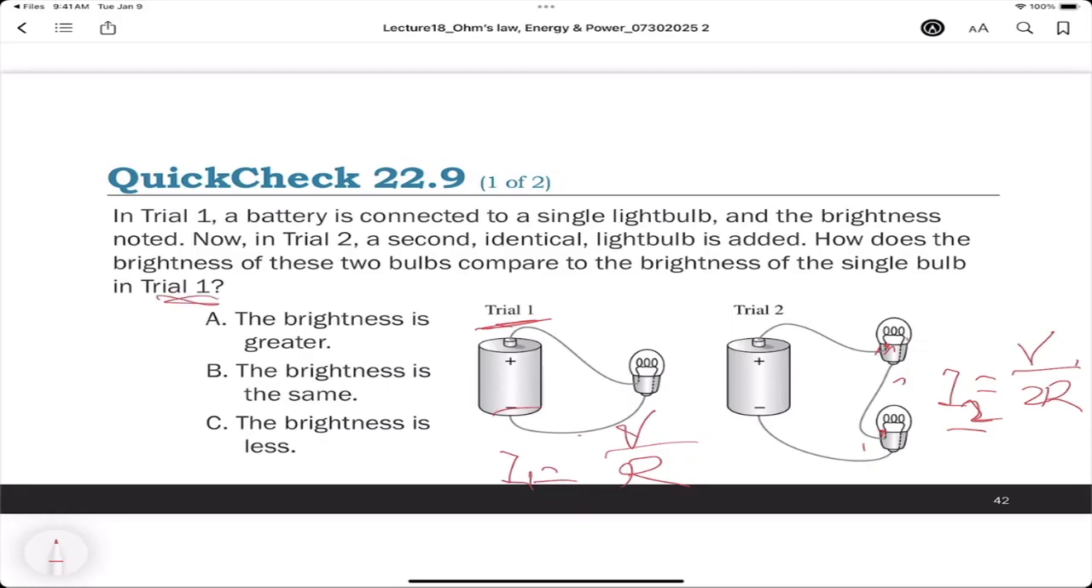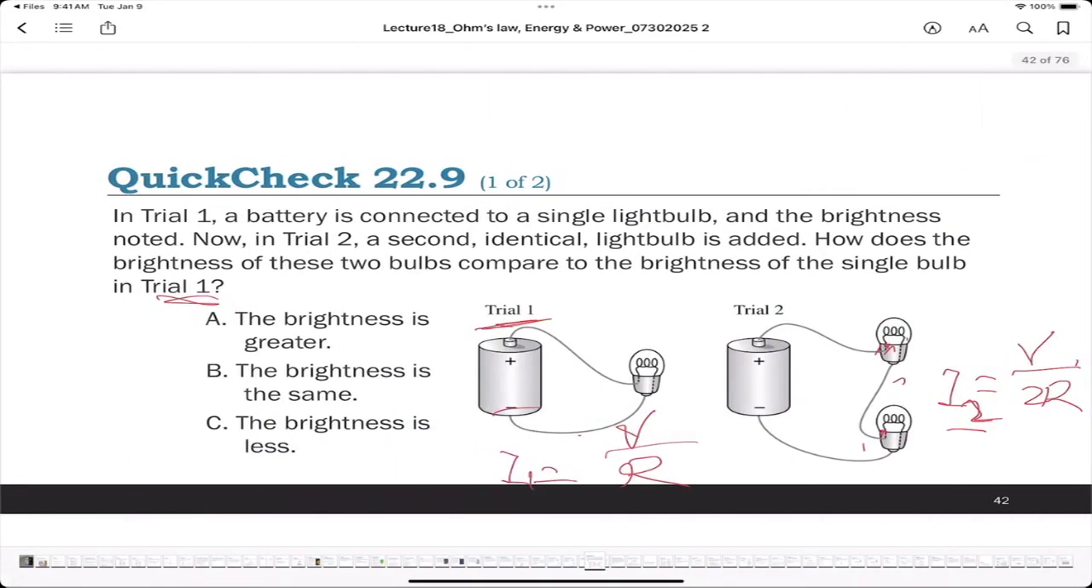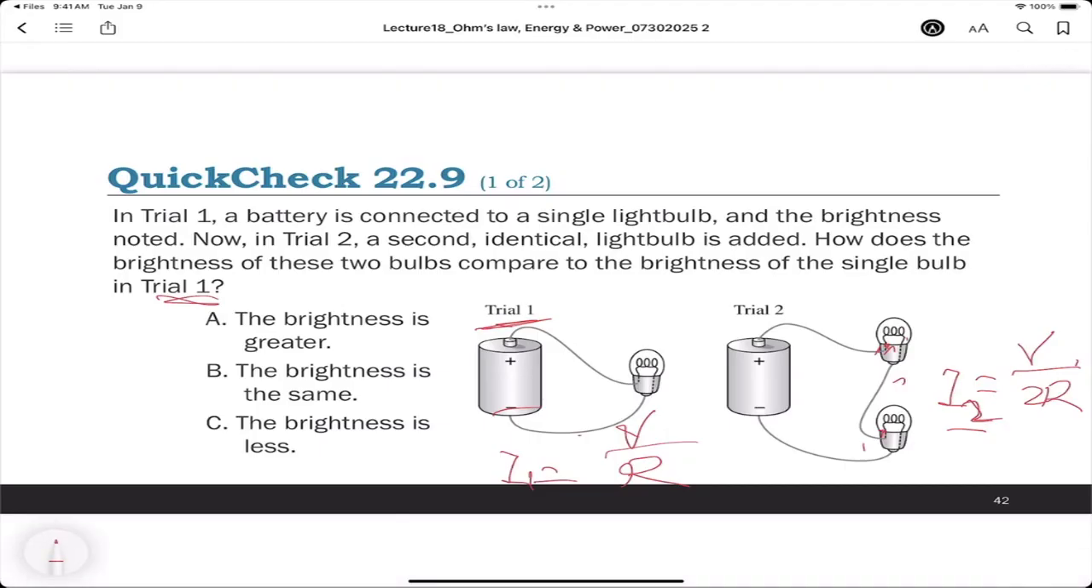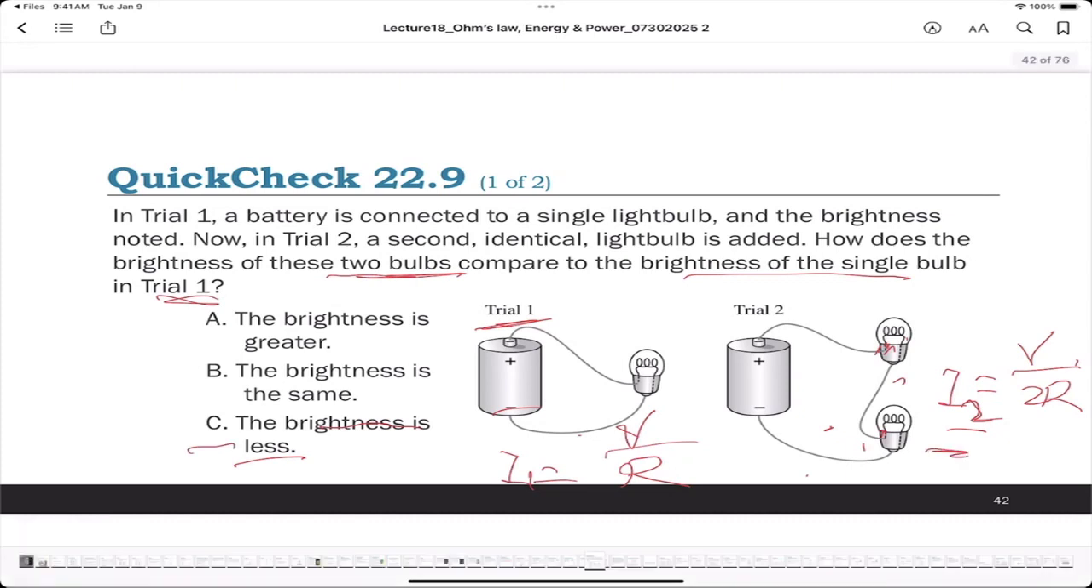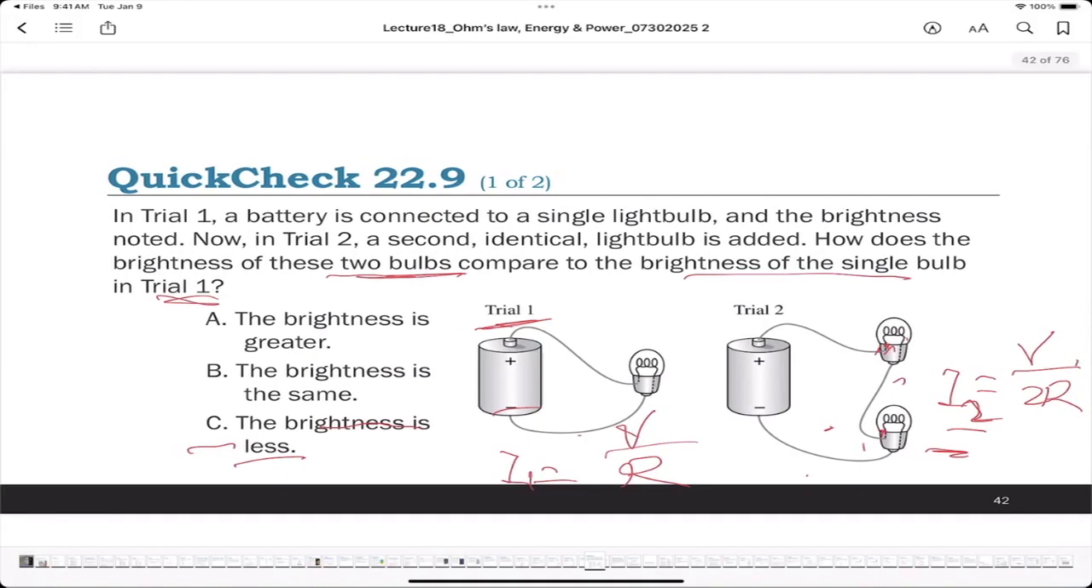In trial 1, does it make sense to you? Yeah. This question just asks how the brightness of those two compares with the brightness of a single bulb. Yeah, the two will be, the brightness is less. Yeah, that makes sense to you. So we need to choose C. If this question asked you about the brightness of a single bulb in trial 1, it would be greater.